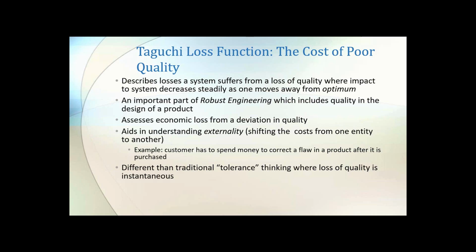Within the corporate world, let's say that a supplier provides a low quality part. Within production, the company that produces the product may end up having to put money into getting that part to work. So that's money that's taken away from something else that would have made money for the company. This is different than traditional target thinking or tolerance thinking, where loss of quality is instantaneous. Taguchi viewed loss as a slow decline. In the traditional view, it's either yes or no, good or bad. Within Taguchi's mindset, quality was a gradient that moves away from optimum.